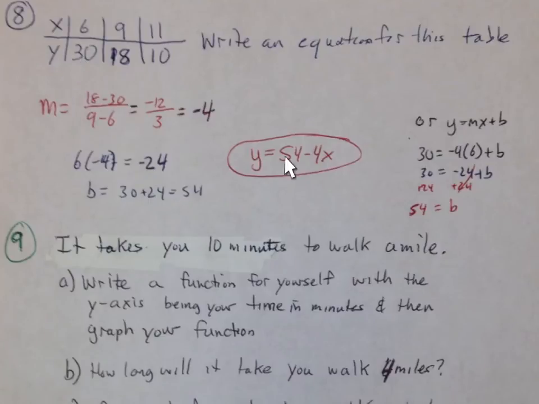Now that might be confusing. If that is, you could also do it this way. There's the formula. You stick your m in, which is -4. You choose any of the coordinates. I chose the first one, 6 for x, 30 for y. And then I solve for b. There you go, 54. So that's another way of doing it. That's an algebraic way of doing it.